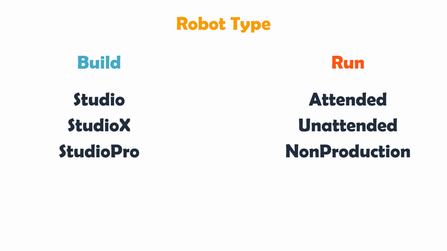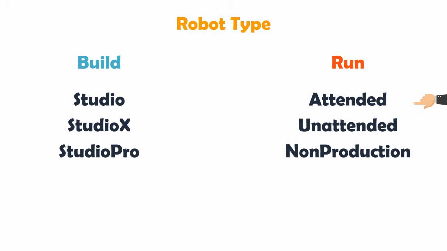The other category, Run, is to run the processes. Here we have these 3 types. Attended robots can be executed on the machine by a human. They act as the personal assistant of end users. Attended robots run under human supervision. An example for these robots is to export a report from a system.